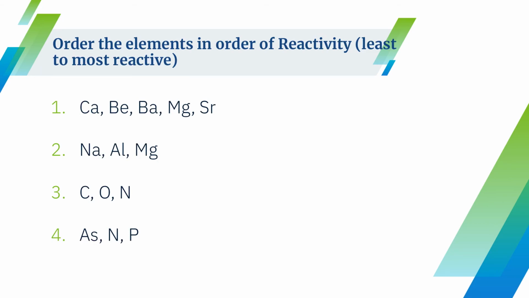So here you try. Order the elements in order of reactivity, the least reactive to the most reactive. So your first set is calcium, beryllium, barium, magnesium, and strontium. Second set is sodium, aluminum, and magnesium. Third is carbon, oxygen, and nitrogen. And your fourth is astatine, nitrogen, and phosphorus.